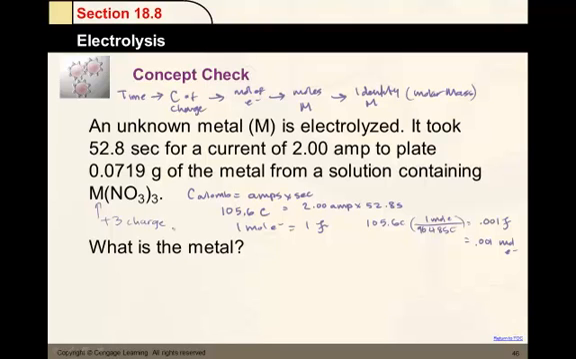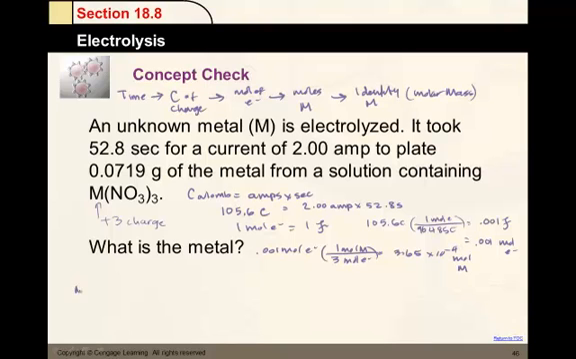Because it's a +3 charge, if there's 0.001 moles of electrons, there's going to be 1/3 as many moles of M. Remember, in 3 moles of electrons, there's 1 mole of the metal M, which gives us 3.65 times 10 to the -4 moles of M.